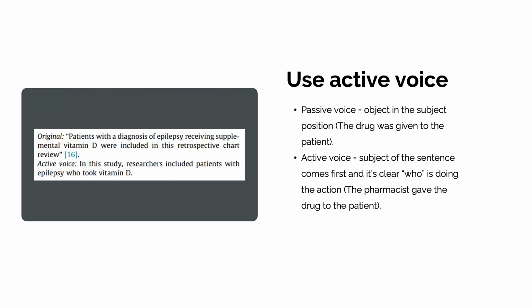The next technique is to think about the voice that you're using. Oftentimes, scientists write using the passive voice to make the author or investigator neutral. This is because when you use the passive voice, the object of the sentence is in the subject position. Consider the sentence, "The drug was given to the patient." In this sentence, the drug is the object, the thing that is being given to the patient. But who is giving the patient the drug? It's not clear, or the author doesn't think it's important for us to know.